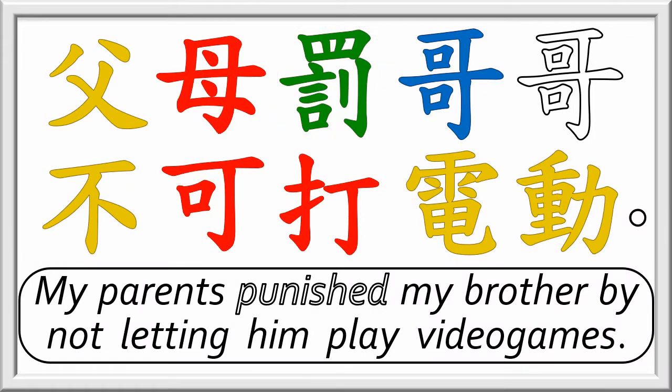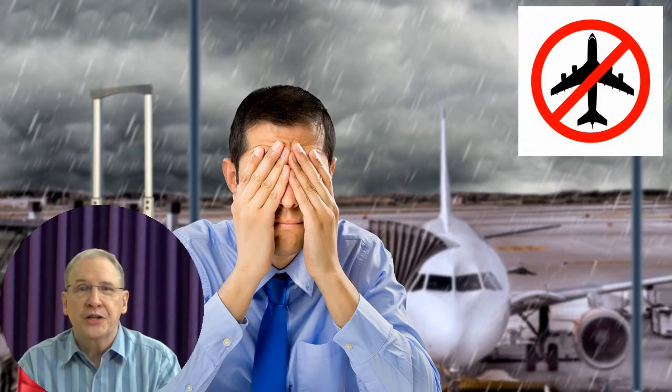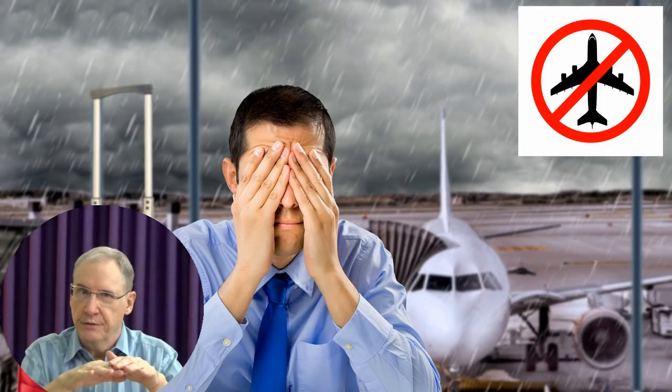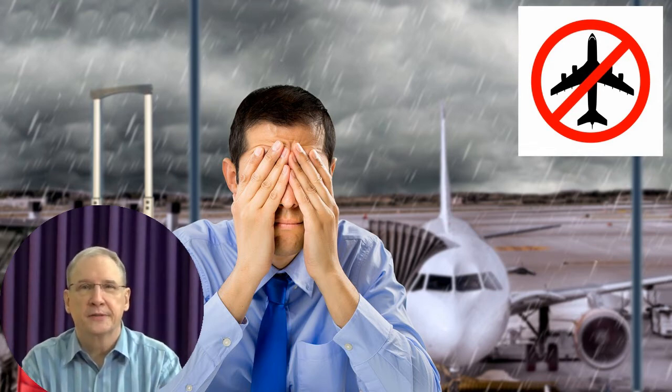The knife radical is an important one and will appear in more detail in a later lesson. Here are some examples of 罚. 父母罚哥哥不可打电动. My parents punished my brother by not letting him play video games. 我妈罚我3天不可出门. My mom is punishing me by grounding me for 3 days. Just as airplanes can be grounded, that is, not allowed to fly during a severe storm, children can be kept at home, grounded as punishment.